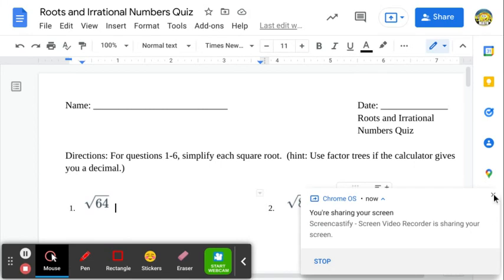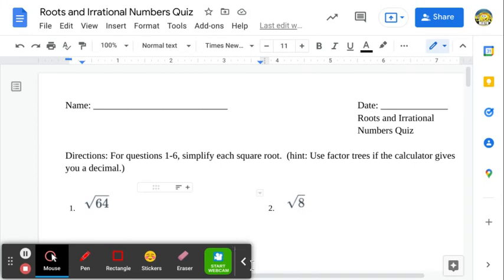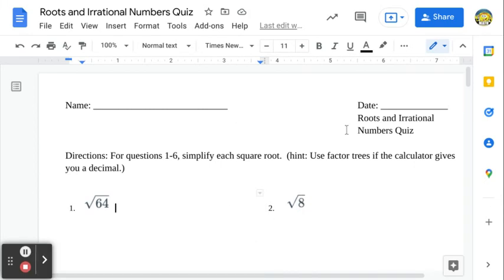This is the Roots and Irrational Numbers quiz. I will be reading the quiz. You can follow along, pause this recording, and then when you're ready to do the next problem, you can hit play.